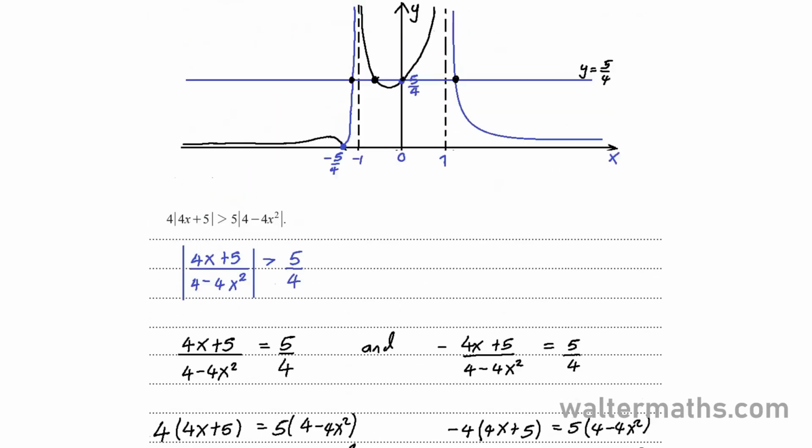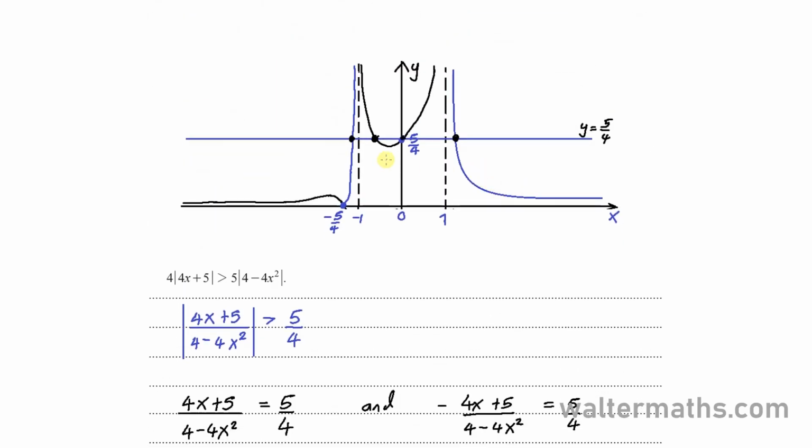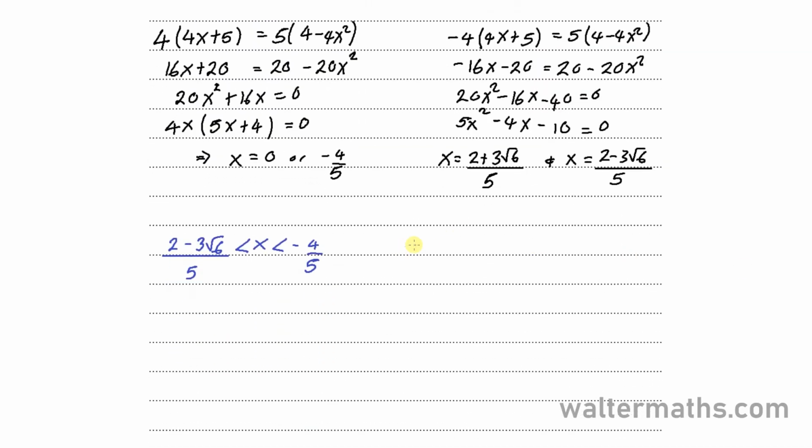Going back, we can also see that for values that are between the point x equal to 0 and x equal to (2 plus 3 root 6) over 5, the graph of modulus is also greater or above that of the line. So it's between these two values. So that's another inequality, between 0 and (2 plus 3 root 6) over 5. So these are the two inequalities we get. And that's how we do it.